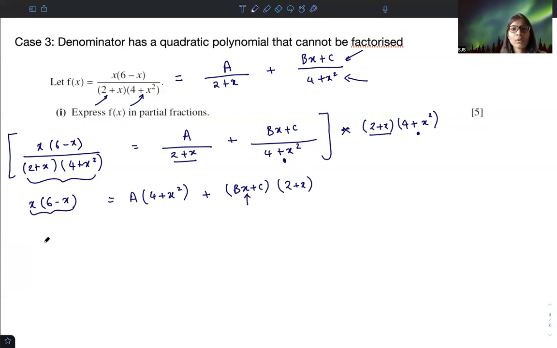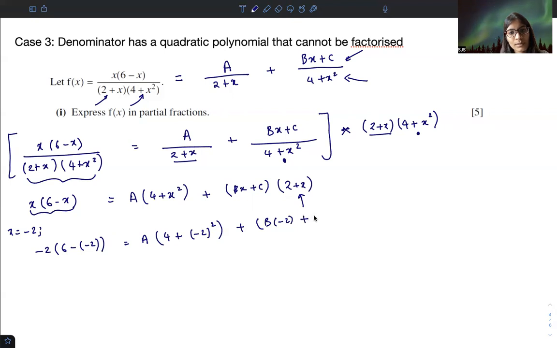Okay. So if I want to eliminate b and c, that means I need to get rid of this. Let's substitute x as negative 2. X is equal to negative 2 will give me negative 2 multiplied with 6 minus 2, which will be 8, is equal to a times 4 plus negative 2 squared plus b times negative 2 plus c and 2 minus 2. So this whole thing will become 0. B and c is eliminated. So we can find a.